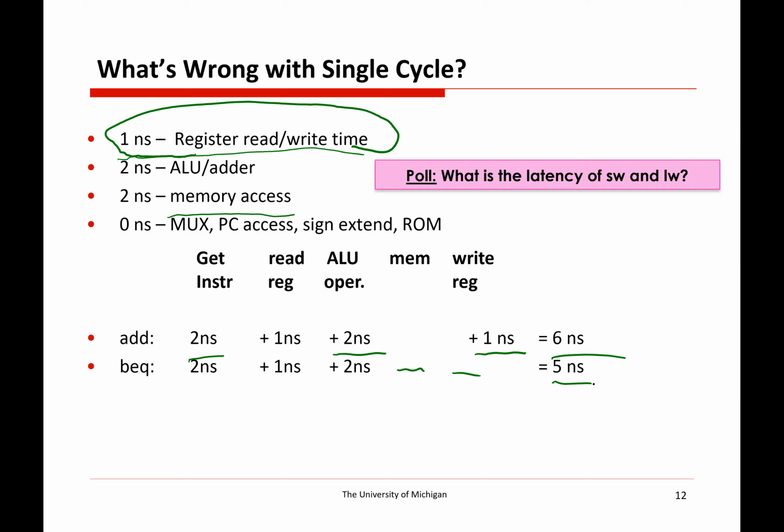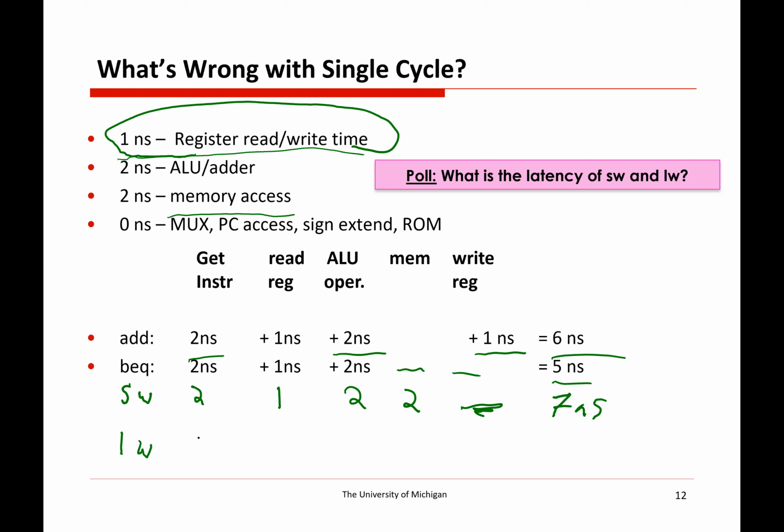Yeah, so let's think about this. For store word, we always read the instruction. That's going to be 2 nanoseconds. We do have to read the register that we're reading as well as the memory address or the offset. We have to add those 2 together. And then we're doing a memory operation here. So that's going to be 2 nanoseconds. And then we're not writing anything for a store into the register. So that's going to be 2, 3, 4, 5, 6, 7 nanoseconds.